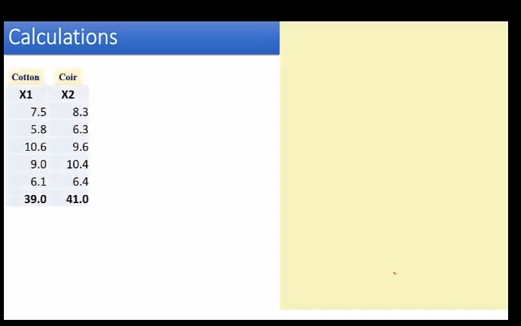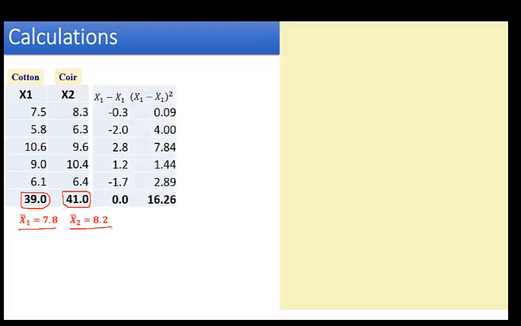Here we go. We have written both samples and taken the aggregate. This is the sum of x1, 39, and the sum of x2, 41. We divide both these sums by the sample size to get the means: x1 bar is 7.8, x2 bar is 8.2. We will use these two means for taking the deviations, that is x1 minus x1 bar. This column is known as the deviation of the first sample from its mean. All these deviations sum up to 0, which is a property of the arithmetic mean.